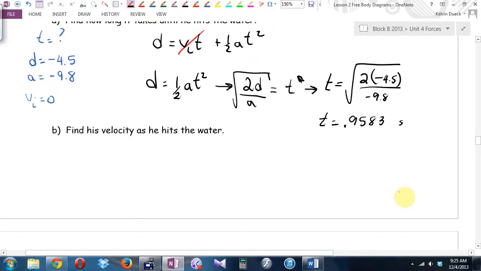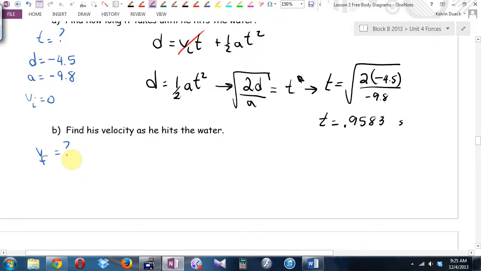B. What's B asking me to find? Isn't VF 0? No, not when he hits the water. When he gets to the bottom of the water, yeah. But when he hits the water, I guess it wants us to find VF.